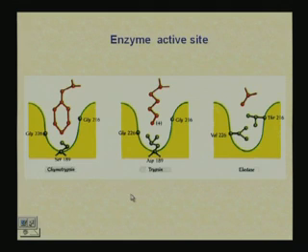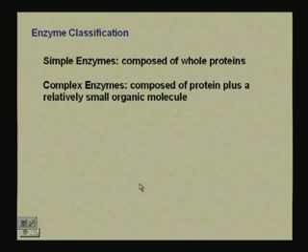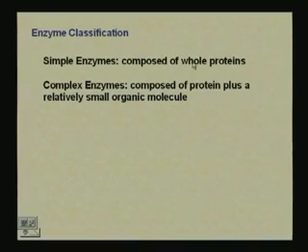Now, if we look at enzyme classification, we have simple enzymes and we have complex enzymes. What do we mean by them? A simple enzyme is composed of a whole protein. An example of a simple enzyme would be ribonuclease. Ribonuclease is composed of a whole protein. If you have a complex enzyme, it is not the protein alone that can act on the substrate, but it will be composed of a protein plus a relatively small organic molecule.